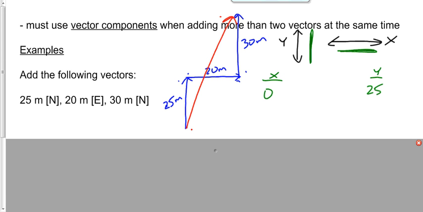Does that make sense what I just did? I took my first vector and got how much of it was horizontal x and how much of it was vertical y. Next one, 20 meters. How much of that one is horizontal? How much of that one is x component? Zach, what do you got there for that 20 meters? How much of that is on this axis? 20, all of it. And how much of that 20 meters is on this axis, the y-axis? 0, none of it.